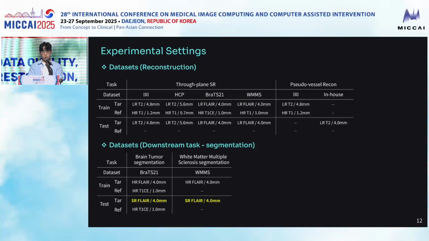Now moving on to our datasets. We tested Tesla on 5 different MRI datasets covering both reconstruction and segmentation tasks. They spanned a range of slice thickness from mild to severe anisotropy, allowing us to test both image quality and downstream clinical utility.